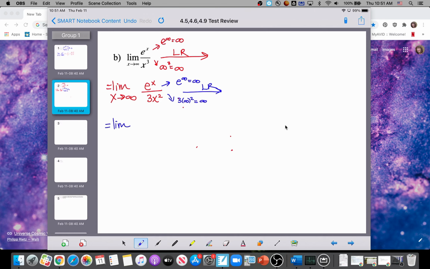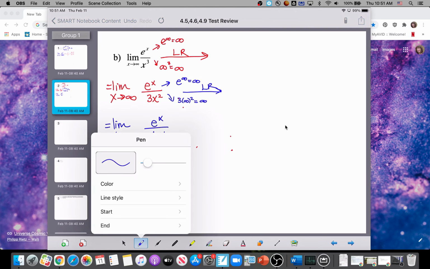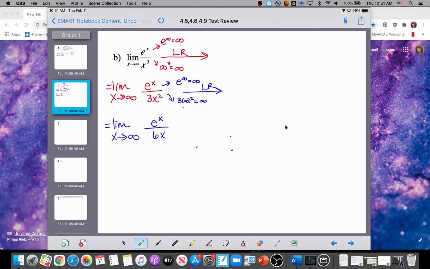So then I get the limit as x approaches infinity. The derivative of e to the x is still e to the x. The derivative of 3x squared is going to be 6x. Now I check again. e to the infinity power still gives me infinity in my numerator. 6 times infinity still gives me infinity in my denominator. I still have an indeterminate form that allows me to use L'Hopital's rule. So I'm going to do it one more time.